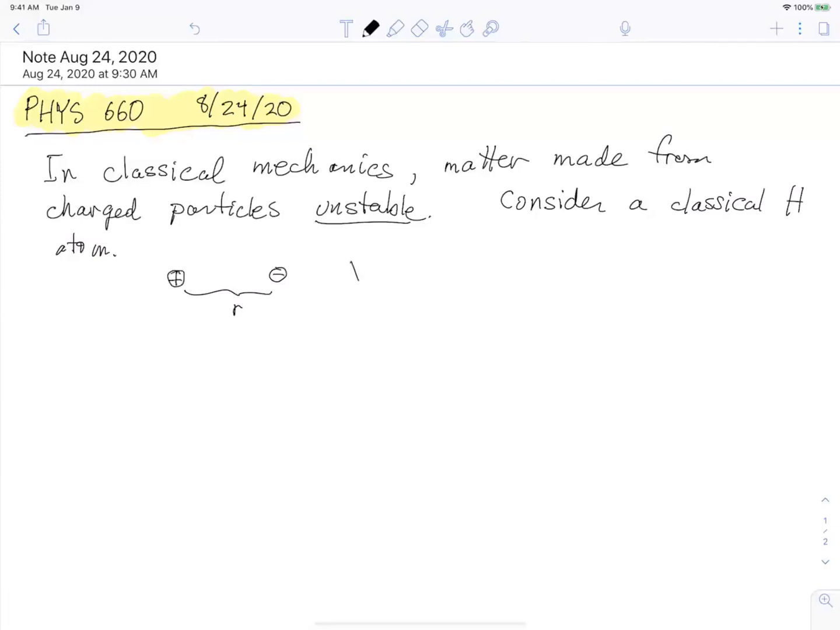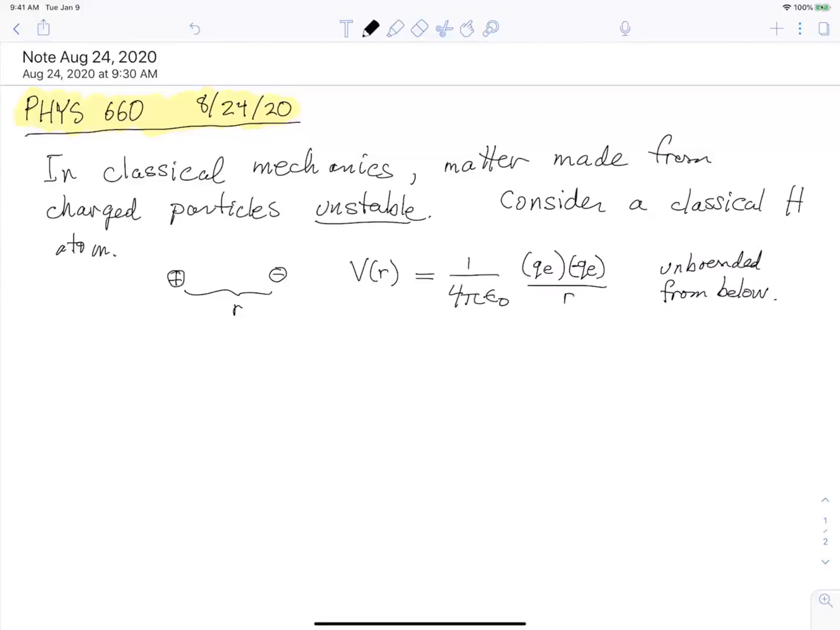And so there's an electrostatic potential between these, which looks like, depending on your units, 1 over 4 pi epsilon naught times the charge on the electron times the charge on the proton, which is minus that, divided by the distance between them. The key feature about this is just that it's unbounded from below. Which means that at least naively, if we take the electron and the proton and we shrink their distance to 0, we're going to release an infinite amount of energy by doing so.